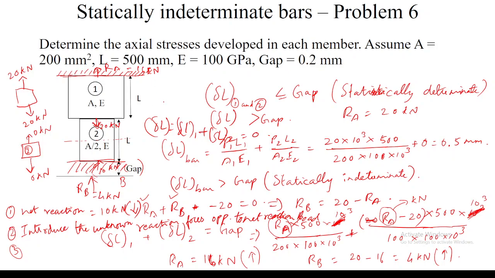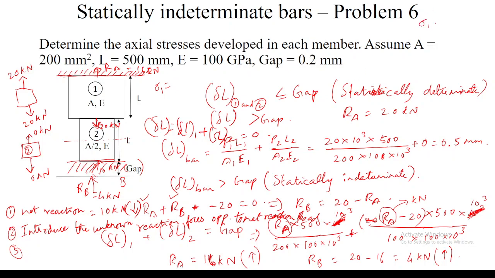Okay. The basic extension from this problem is that you can find out the axial stresses acting in each member, and from that you can find out the maximum stress acting in this system. Can you find out the stress in member 1 and the stress in member 2? Yes, sir. Here I am working it out.